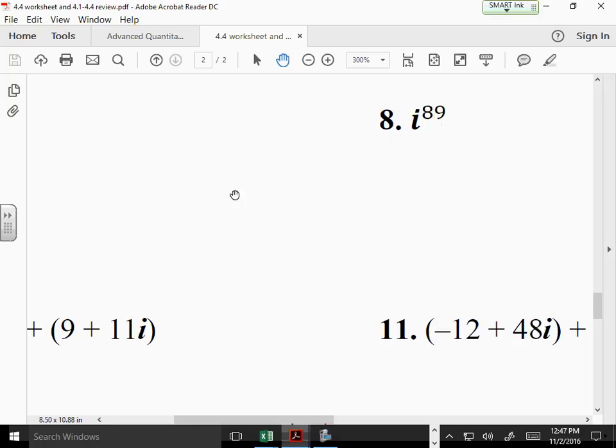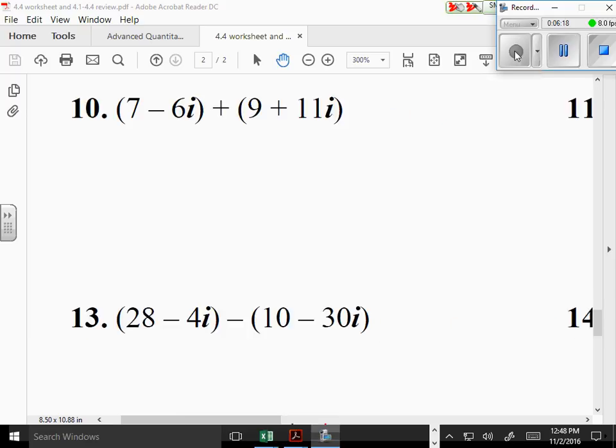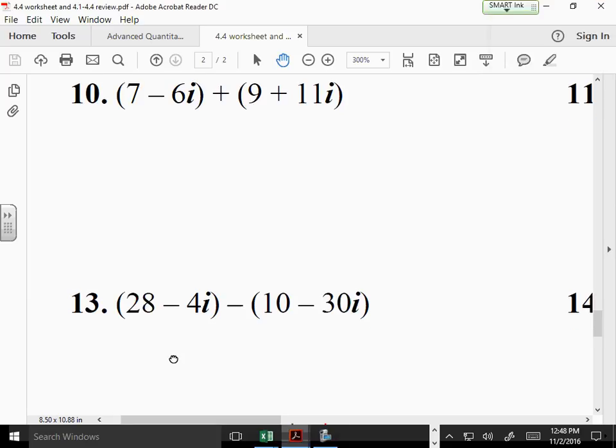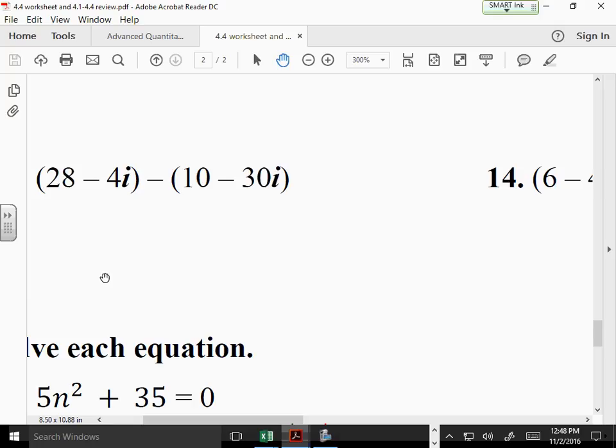All right, look at number, I did not move. But all you really need to do is, if there's a negative sign, like on 13, you need to distribute that through. So let's do 13 instead. We'll do 13 and, I think it's 14. We'll do 13. So if you distribute the negative sign through, then you get 28 minus 4i minus 10 plus 30i.